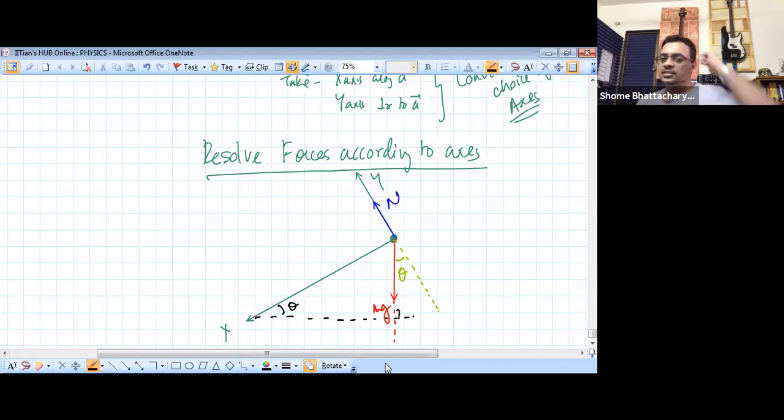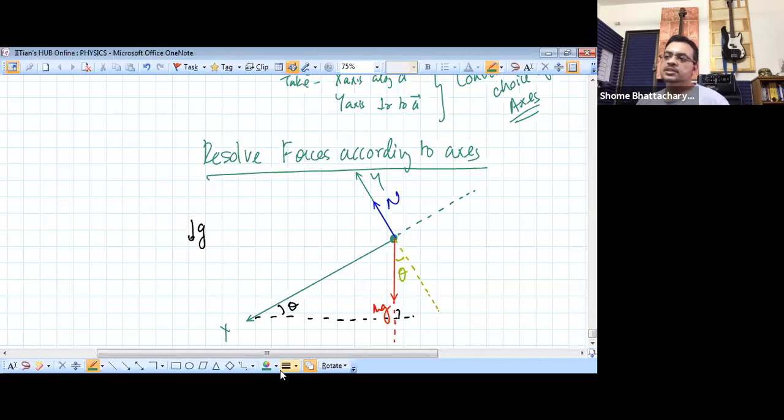No, not z-axis, baba. Z-axis is perpendicular. The z-axis is perpendicular to this diagram. How is gravity acting along the z-axis, Piyush? Gravity is acting vertically downwards. It's in the xy plane only. Understood? Gravity is not acting along the z-axis. The z-axis is perpendicular to this plane.